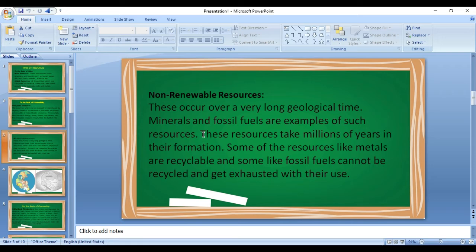But these minerals, especially when we take the metals out of them, can be recycled. For example, iron. You might have seen the scrap dealer, who sometimes carries scrap from our homes. What he does with this scrap is sell it to a mini steel entrepreneur, where it is re-rolled and given some other shape, right? So some resources like metal are recyclable, and fossil fuels are not. They get exhausted with every use.